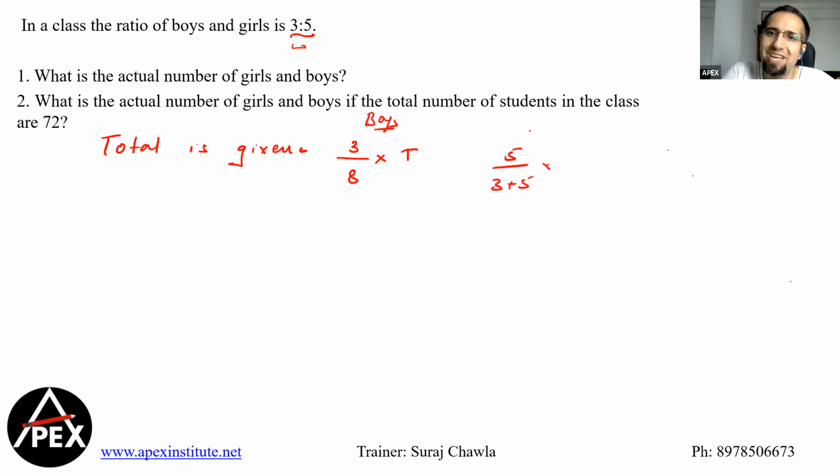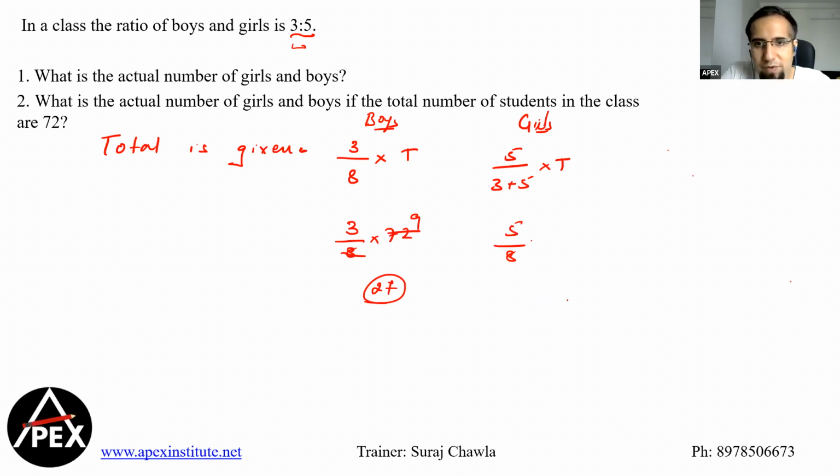This can be extended to 3 terms also. But remember, when total is given, this makes my job pretty easy. So here the answer becomes 3 by 8 of 72. So that's 8 ones are 8, 8 nines are 72, and that's 27. And this is 5 by 8 of 72. That's again 8 ones are 8, 8 nines are 72, that's going to be 45.